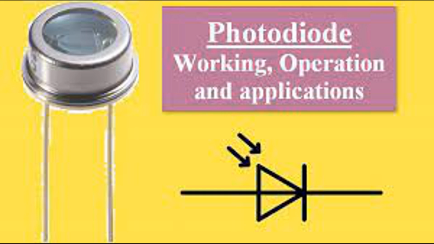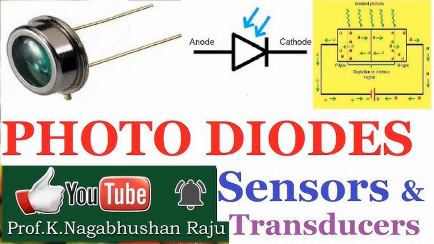Window or lens. Some photodiodes have a transparent cover, window, or lens that allows light to enter and be focused onto the active area of the diode. Electrical contacts. Metal contacts are connected to the P-type and N-type regions, which allow for the extraction of the generated current. 2. Functioning of a photodiode.